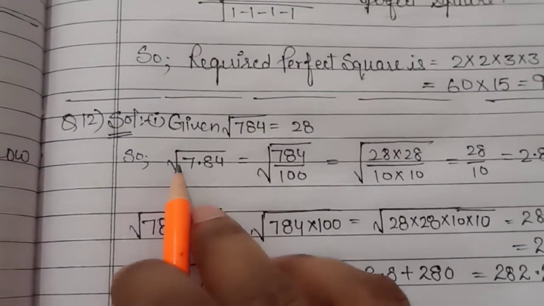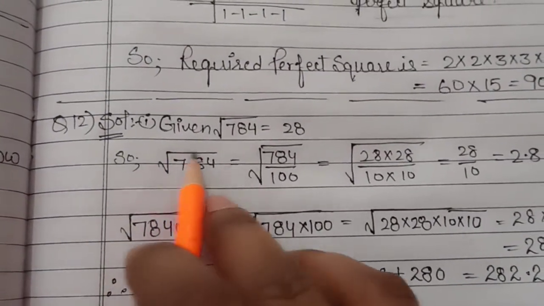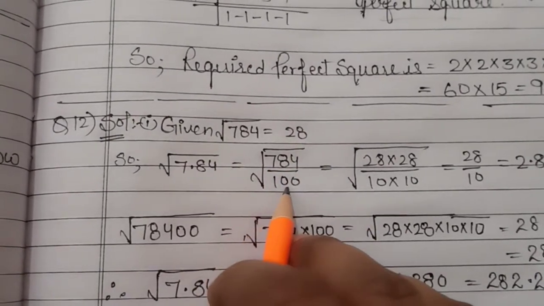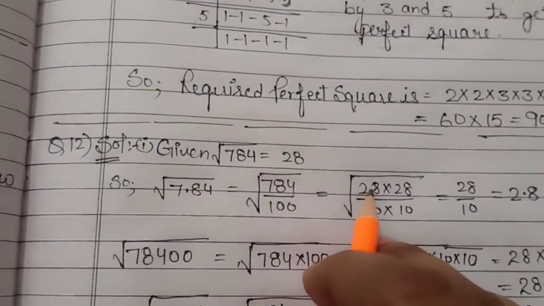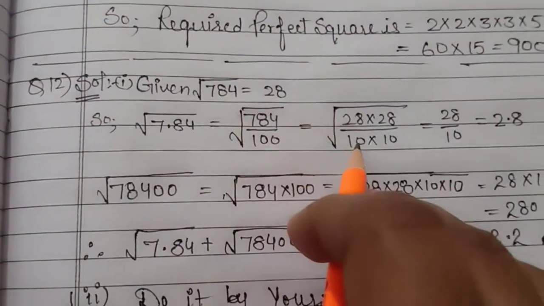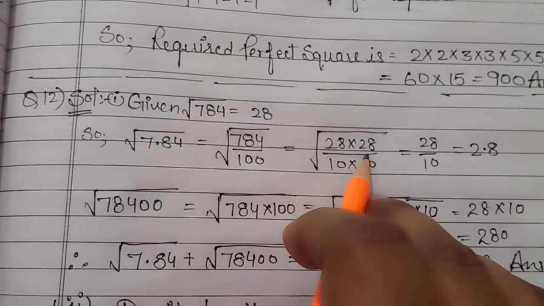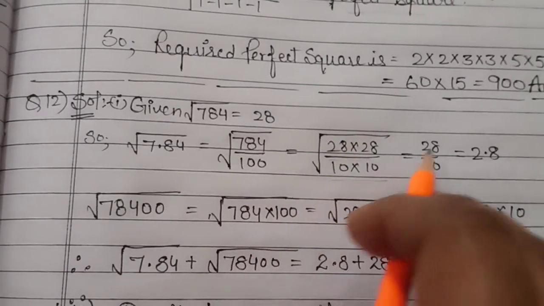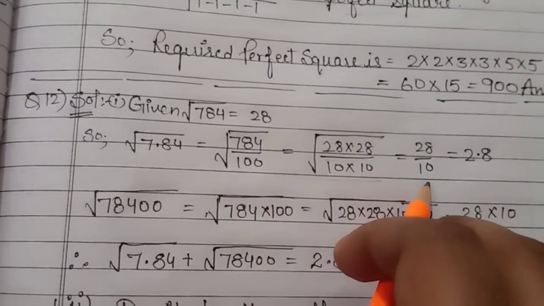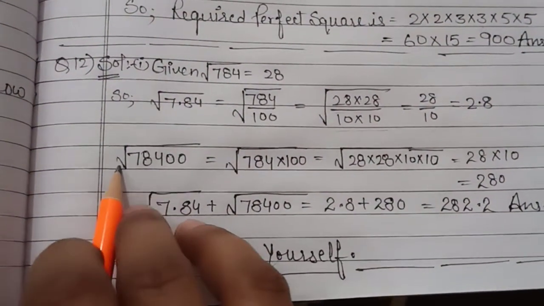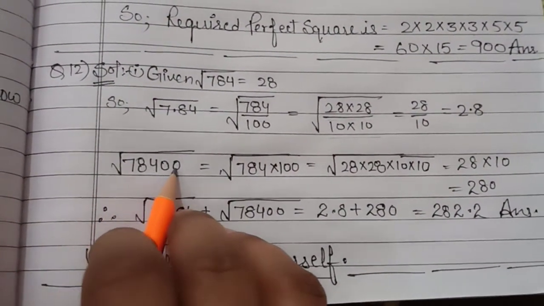So what is the value of the square root of 7.84? First of all, remove the decimal point. It becomes 784 over 100. Then factorize: 784 is 28 into 28, and 100 is 10 into 10. So the numerator becomes a square and the denominator becomes a square. It will be 28 by 10. The result is 2.8. And similarly, the next one is the square root of 78,400.